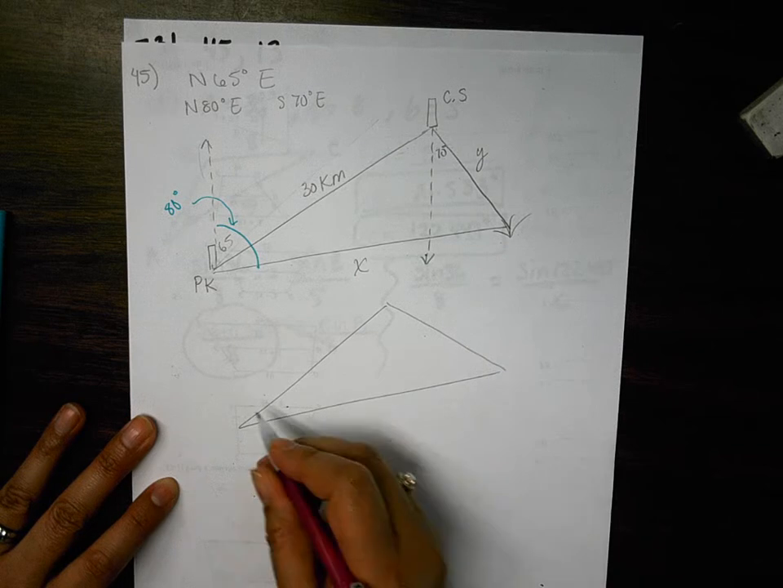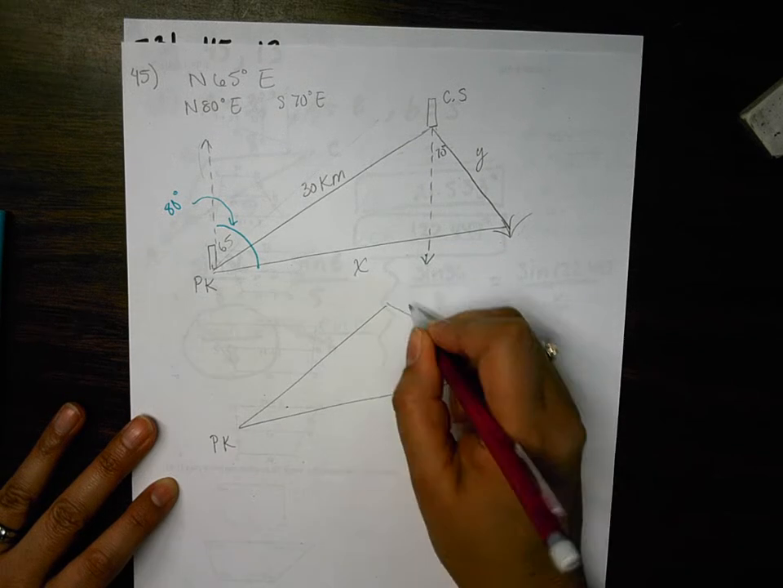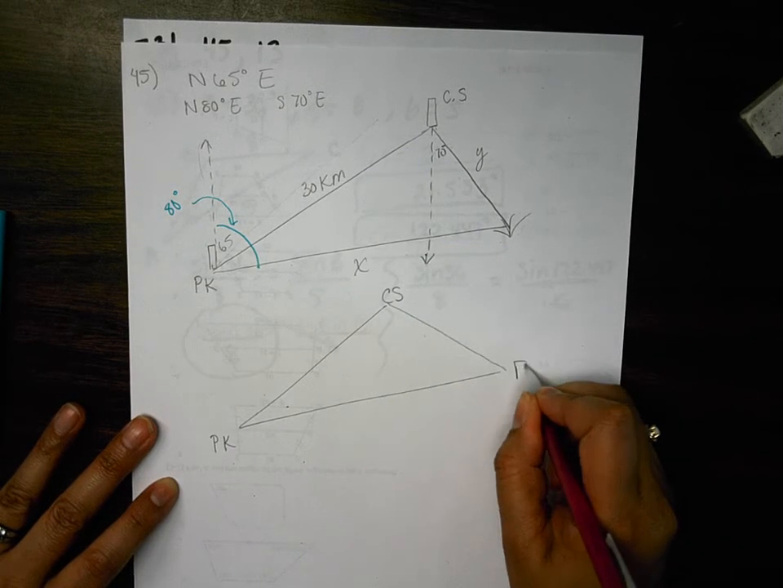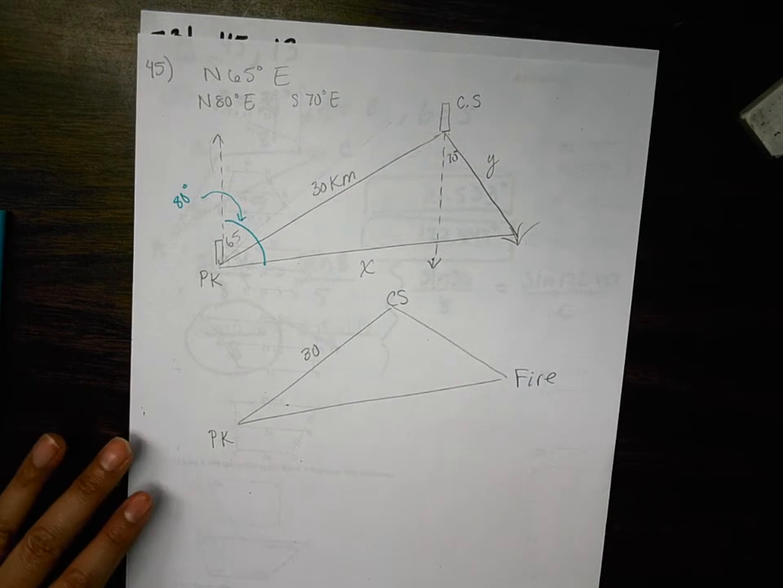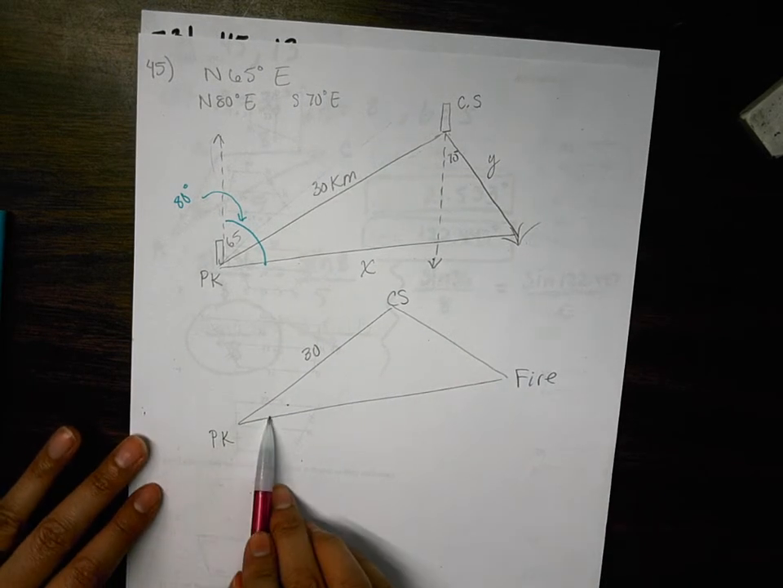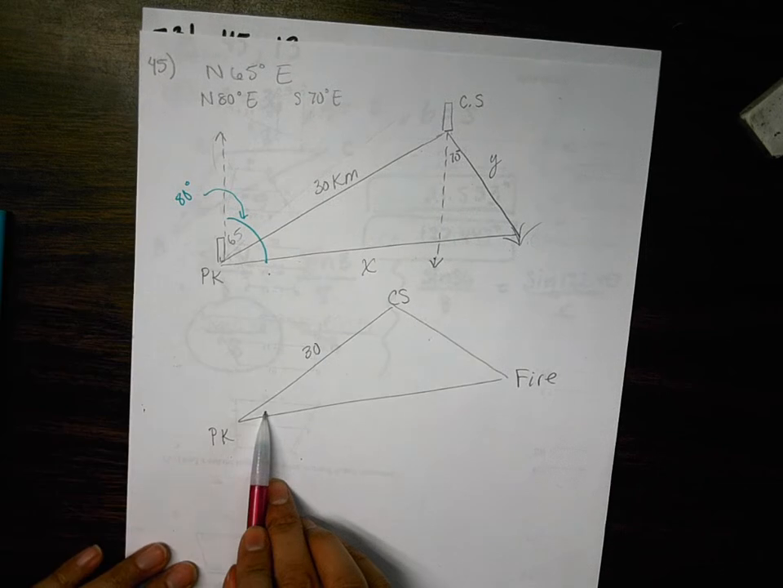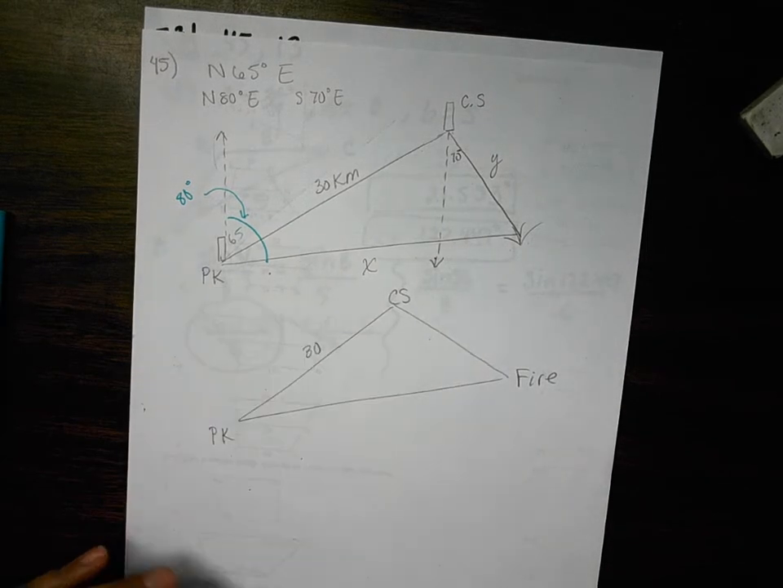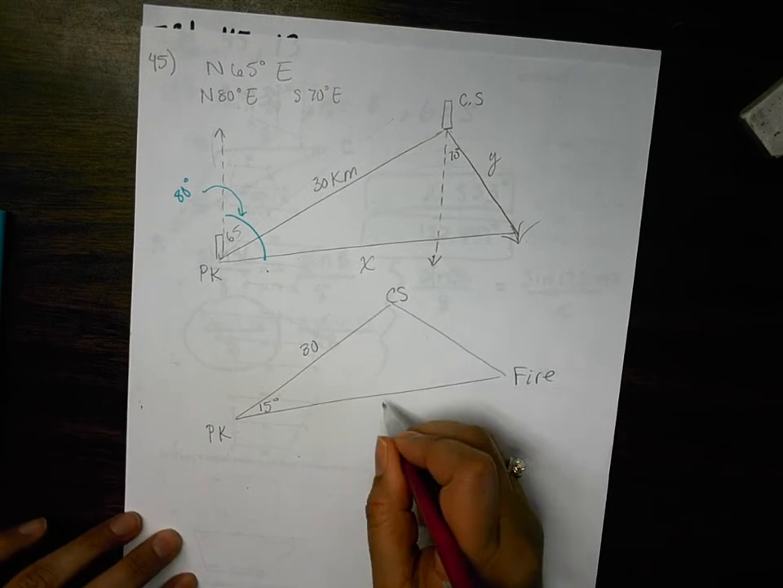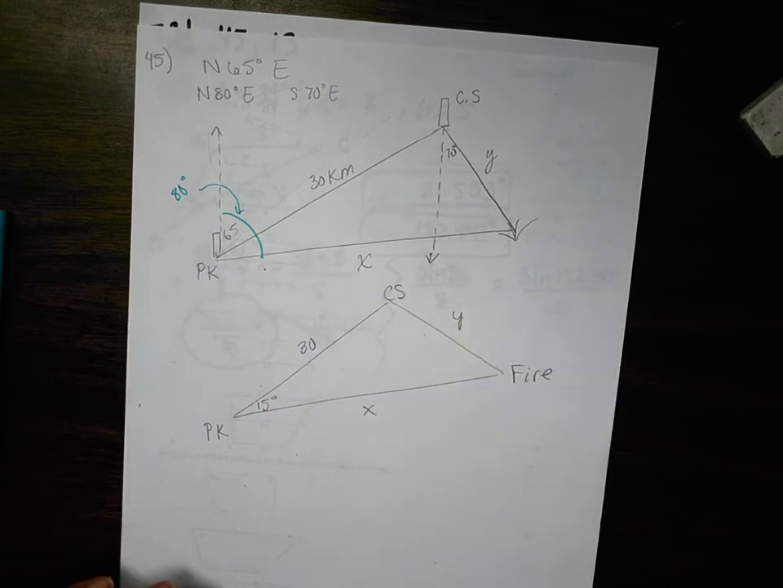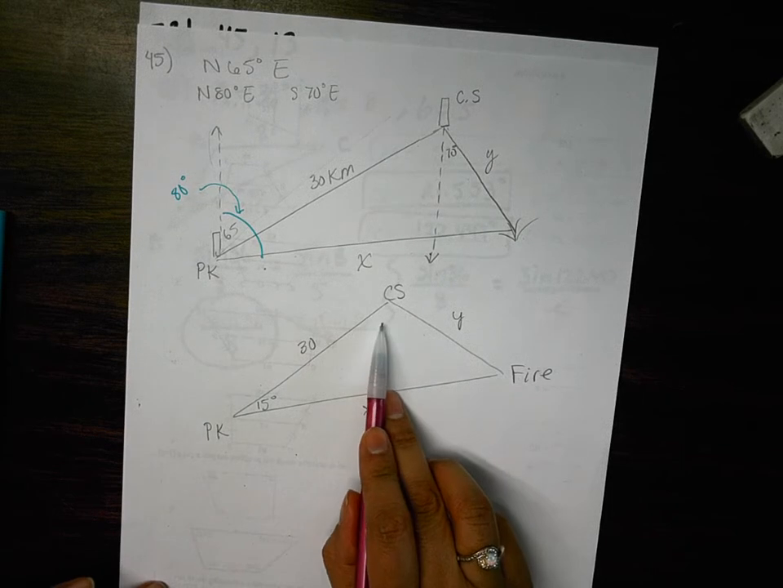I'm going to redraw, only because it's going to get kind of messy on the original. Here's my Pine Knob, here's my Colt Station, and here's my fire. We know that this is 30, and that's about all I really know so far. Is this angle 65, 80, or neither? How do I find it? Subtract 80 minus 65. Can you do that now? 15. And I was calling this X and this Y.